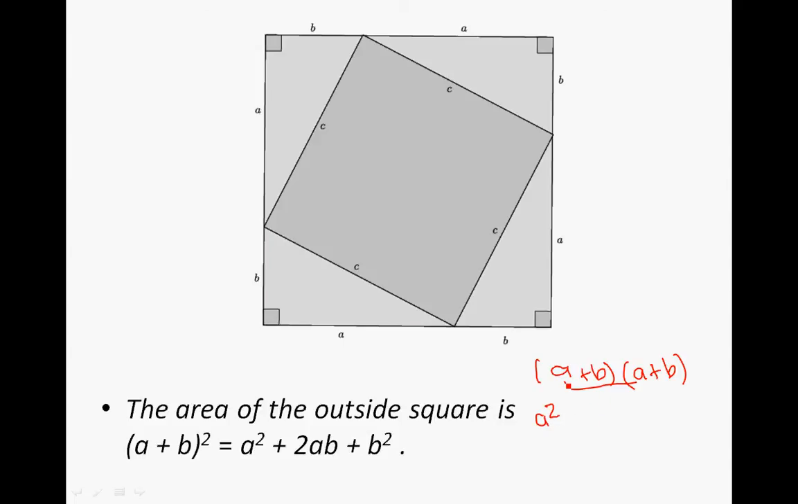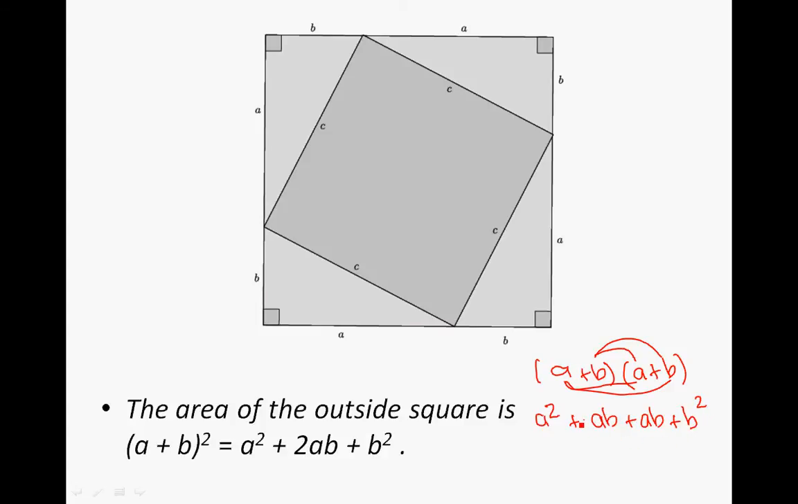But then I also have to multiply a times b. And we're adding, so a times b is ab. Now I have to do the same thing with b. I have to take this and multiply it by this term. So b times a is the same as a times b. And I also have to multiply b times b, which is b squared.